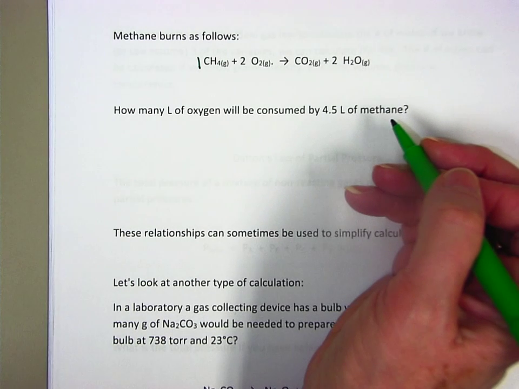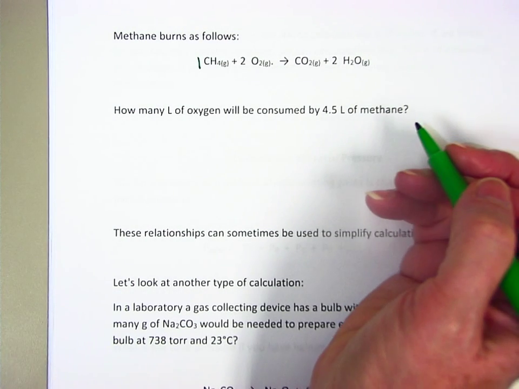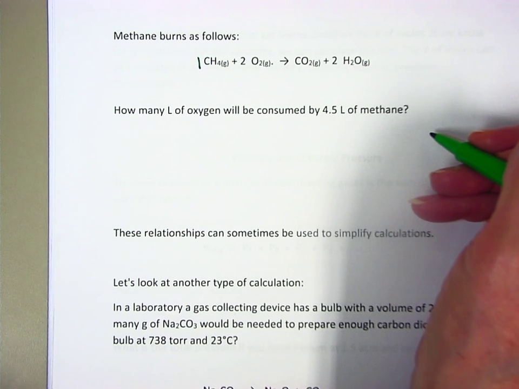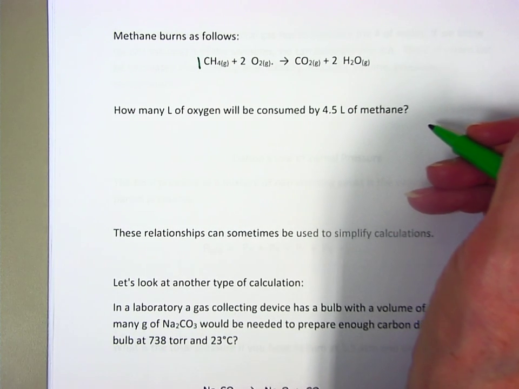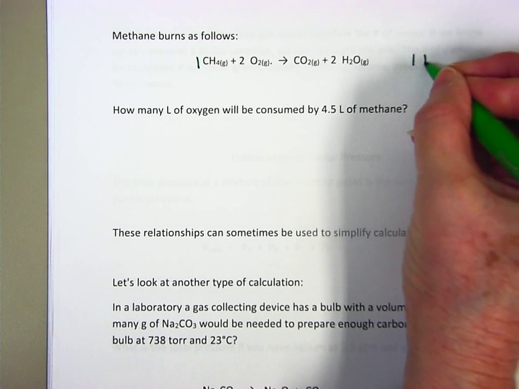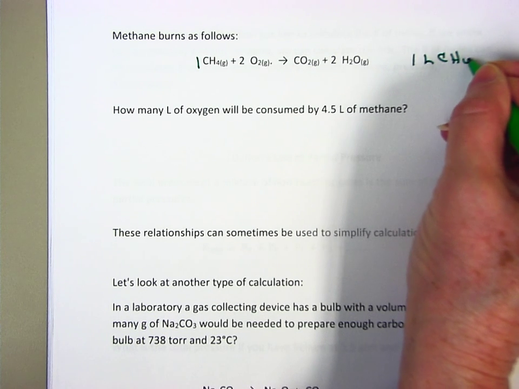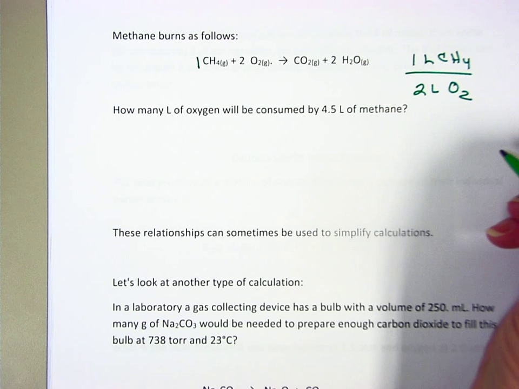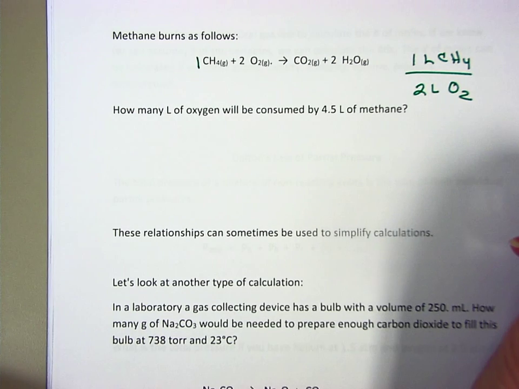So this allows me to write new stoichiometric factors. Previously, I wrote 1 mole of methane for 2 moles of oxygen, but now I can write 1 liter of methane reacts with 2 liters of oxygen. And I can do this to do some really simple stoichiometry problems. Let's look at an example.